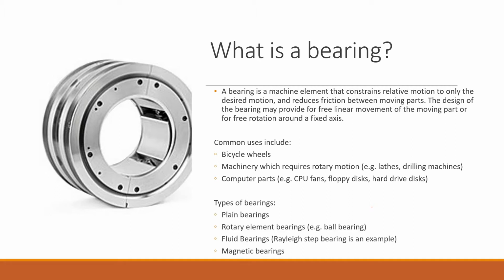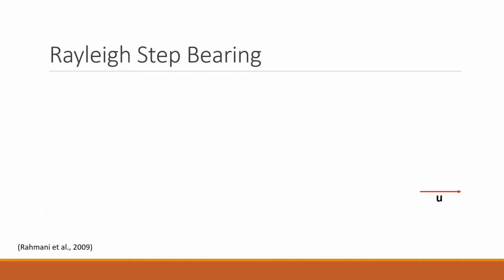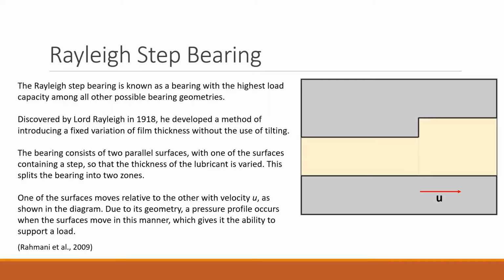There are multiple types of bearings, some of which include plain bearings, rotary element bearings, so a ball bearing would be an example of that, fluid bearings, of which the Rayleigh step bearing is an example, and magnetic bearings. The Rayleigh step bearing is known as the bearing with the highest load capacity among all other possible bearing geometries.